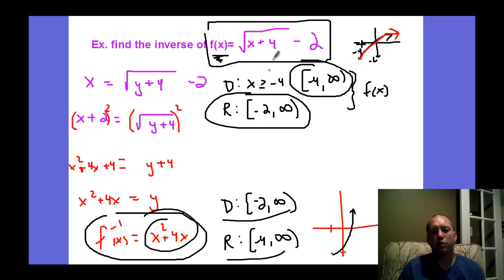So it's very crucial when we find inverses that you realize that domain and range just switch spots. Switching the x and y's is not enough. The x and y switch, and so do the domain and range.